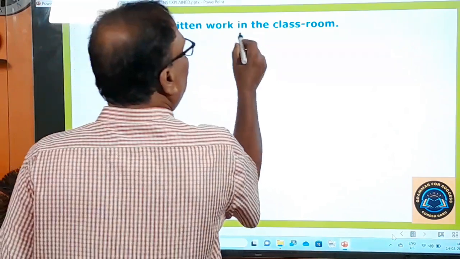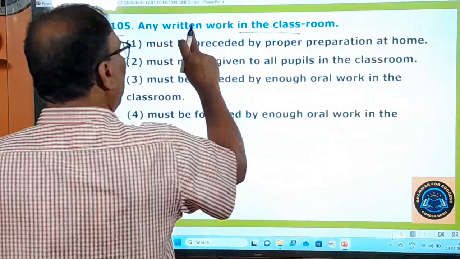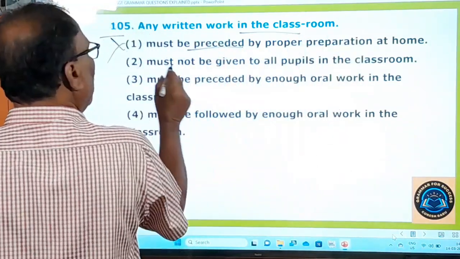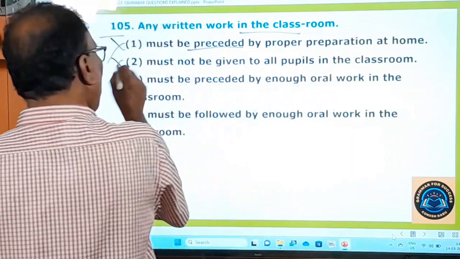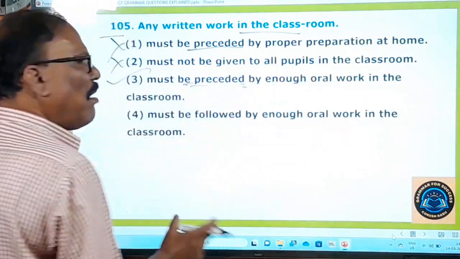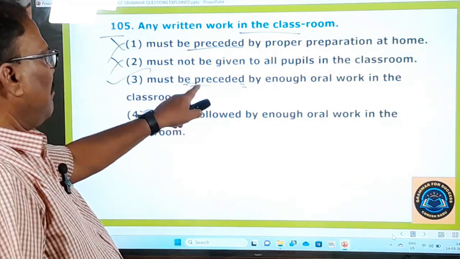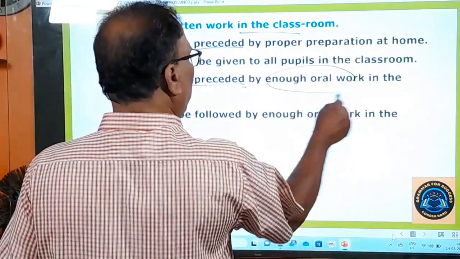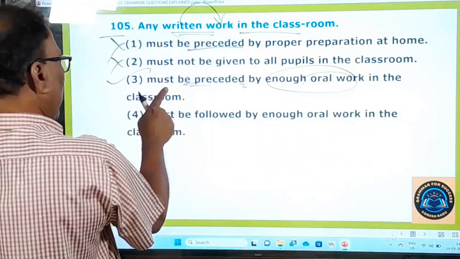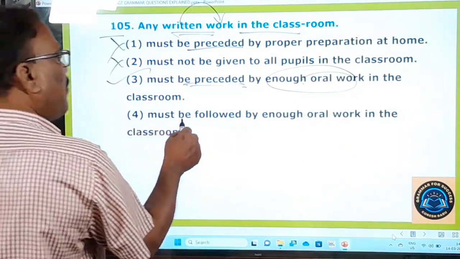105. Any written work in the classroom must be preceded by proper preparation at home? No. Must not be given to all people in the classroom? No. Must be preceded by enough oral work in the classroom. This is very important. Only after the oral work is given, the written work must be given to the students. After enough oral work, written work should be given. So this third one is the right one.